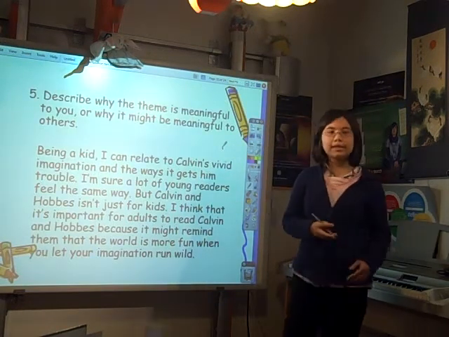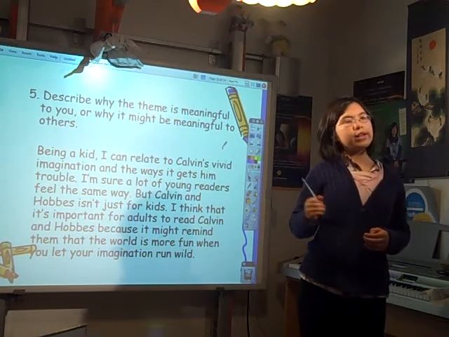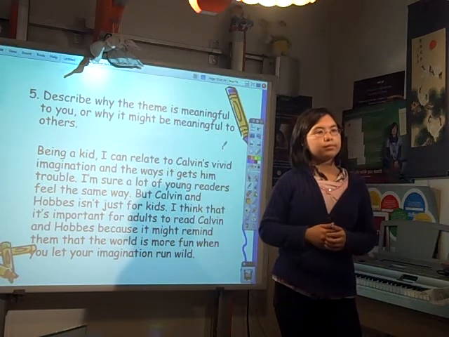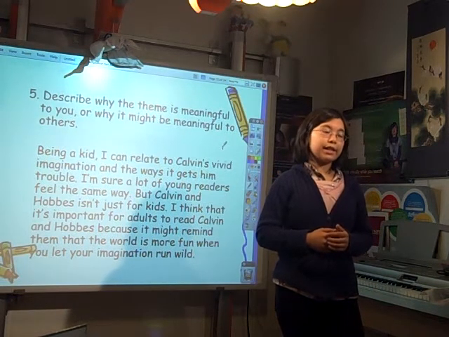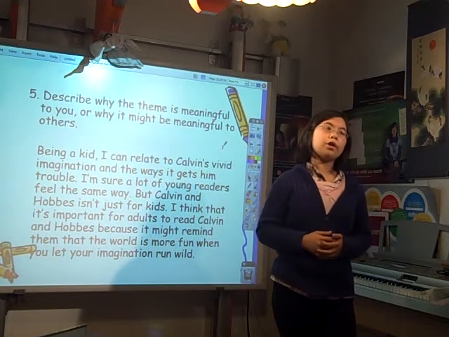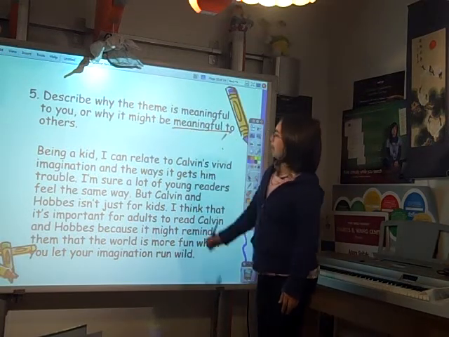Then describe why the theme is meaningful to you and why it might be meaningful to others. Why do you want to describe why it might be meaningful to others? To interest them. Exactly, interest them. So your response to literature wants to get other people to read your book or show them why you like it. And so you want to describe why it would be meaningful to others.